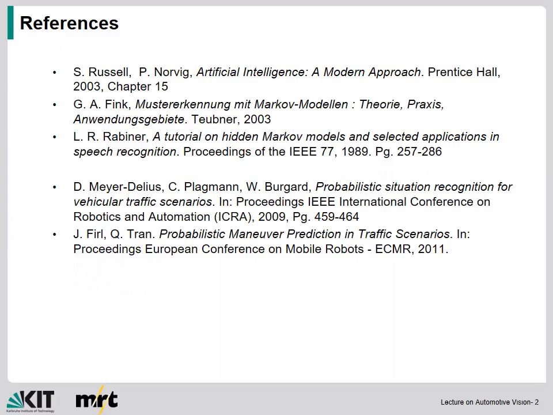Then a tutorial by Rabiner about hidden Markov models and how they can be used in speech recognition. And although we are not dealing with speech recognition here, all these methods can be used as well for behavior recognition of autonomous vehicles. The fourth and the fifth paper are papers which are more focusing on the topics of vehicle and traffic scenarios. These are papers that describe how hidden Markov models can be used for behavior recognition.